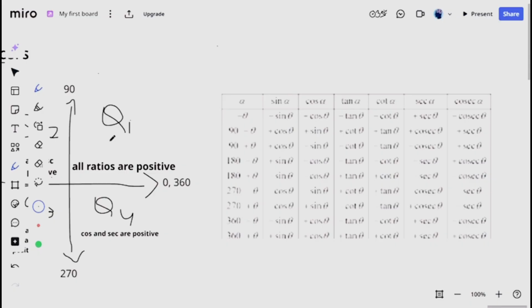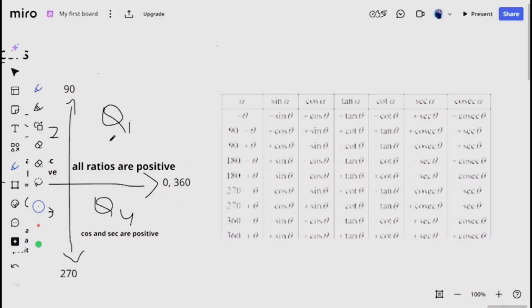But that's a mistake, because I forgot to remind you. You have to know that 90 plus or minus theta and 270 plus or minus theta will have the co-ratios. That's why I was explaining what a co-ratio is before. Remember, that is a very important point, or you might lose marks. And 180 and 360 give the same ratio.